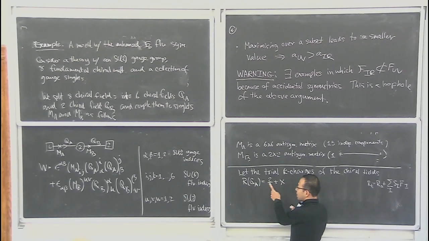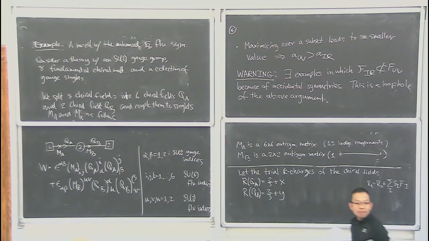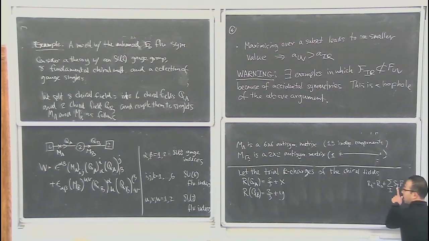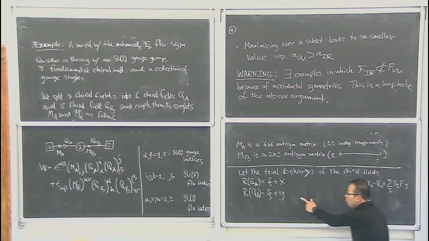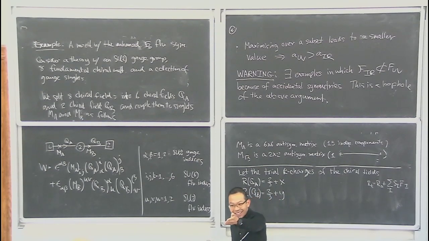So this mixes with the 2/3, which is the free value. I can also choose my RQB to be 2/3 plus Y. Again, this Y is the mixing coefficient with charge 1. So I choose R0 to be 2/3, and the mixing coefficient is Y. If you want, this is U1QB. Now there are two of them, right?